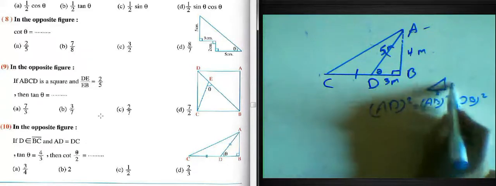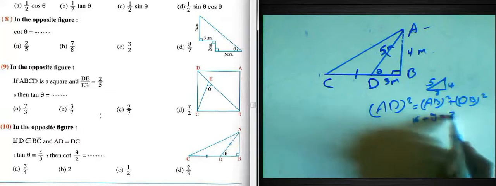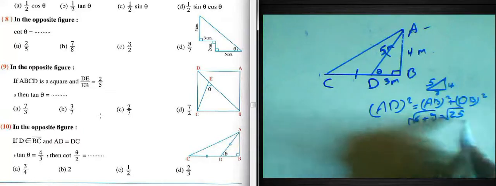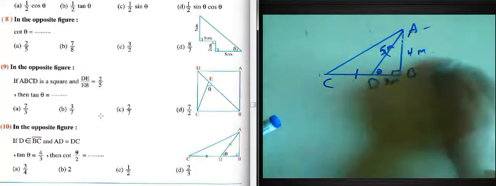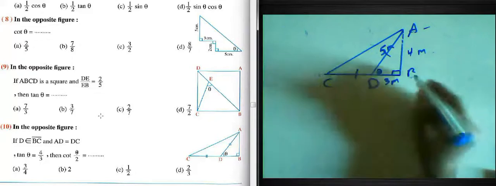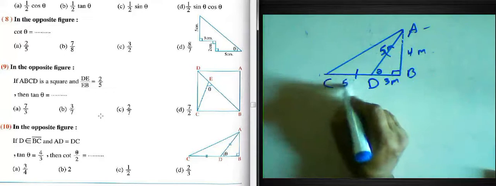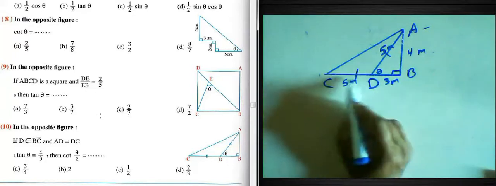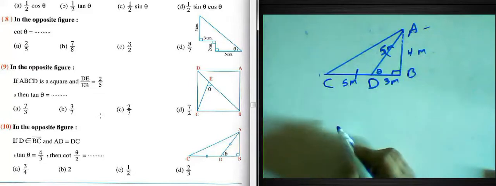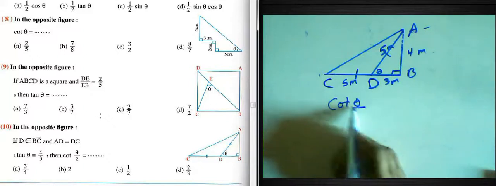It's 3, 4 and 5. 3 power 2 equals 9, plus 4 power 2, 16, gives 25, and the root of 25 equals 5. You know this. Okay, about Pythagoras, this is information you must know. It's very easy. So this length equals 5m only, and this length will be 5m too. And he wants to find cotan theta over 2.